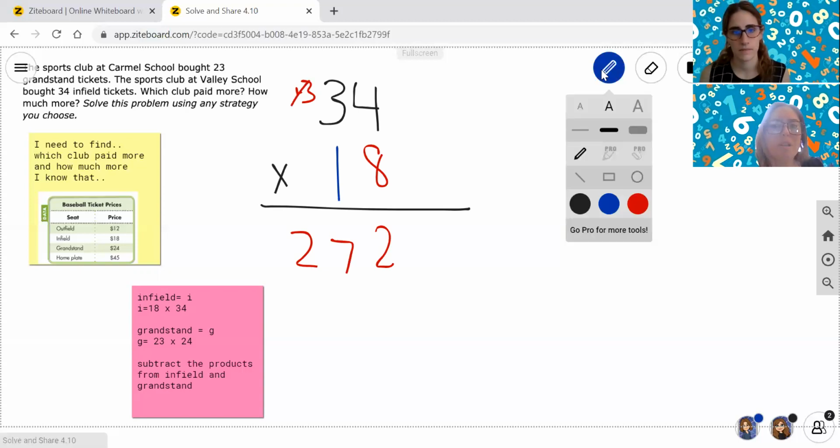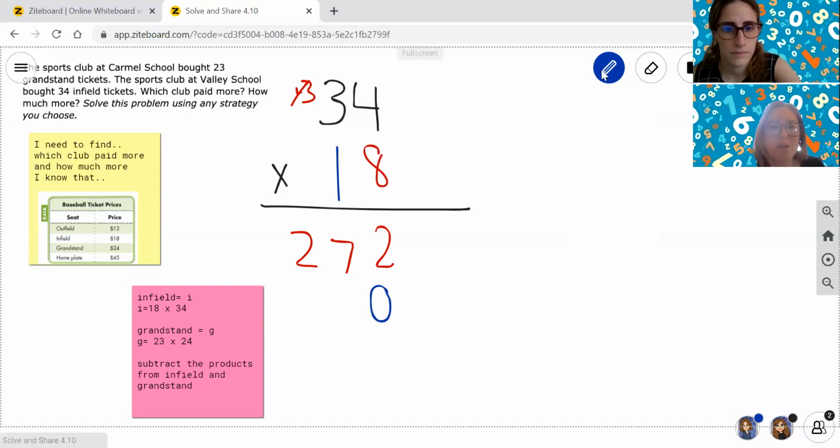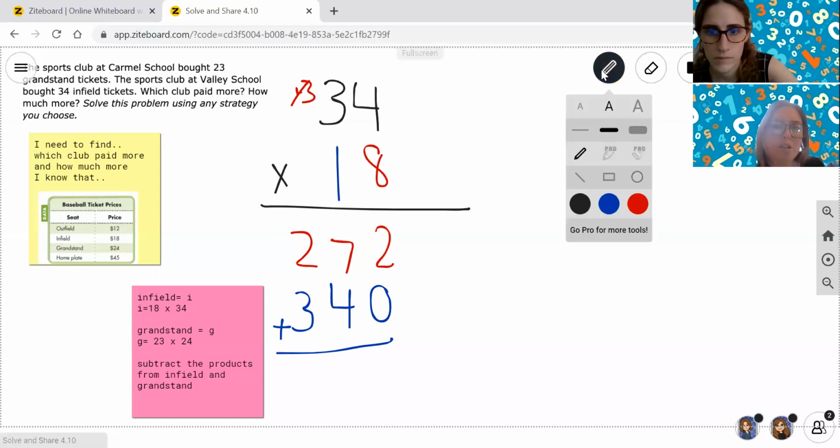I have no more digits in my top number, so I don't need to regroup, and I can record 27. Now, before I can start multiplying the 1 in the tens place, I have to put a placeholder, a 0, under the 2 in the ones place. Now I can multiply 10 times 4. So 1 times 4 is 4. And then 1 times 3 is 3. I have no more numbers to multiply.